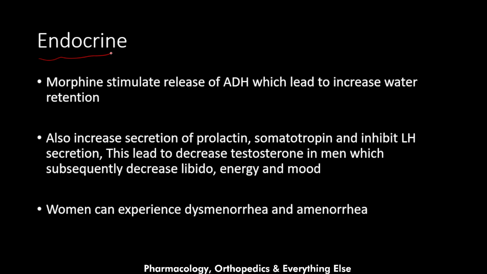Regarding the endocrine system, morphine stimulates the release of ADH, which is antidiuretic hormone, which leads to increased water retention. It also increases the release of prolactin, somatotropin, and inhibits the luteinizing hormone secretion, and this leads to decreased testosterone in men, which subsequently decreases the libido, energy, and mood in men. In women, because of these changes, this leads to dysmenorrhea and amenorrhea.